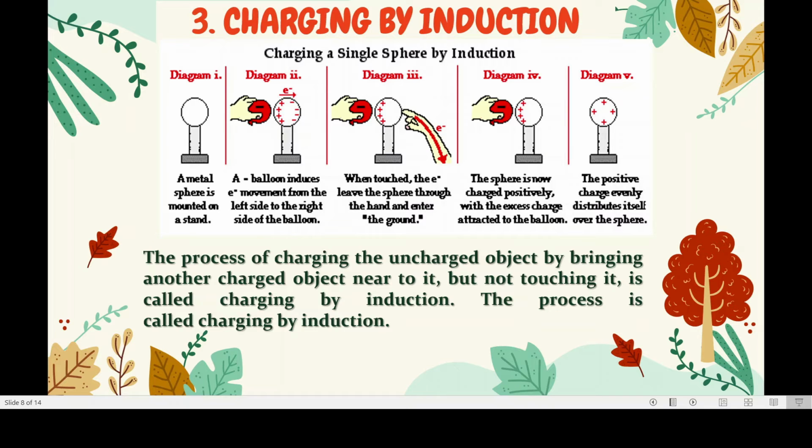When we touch the negatively charged other part of the sphere, the negatively charged particles, or the electrons, leave the sphere through our hand and enter into the ground. So in diagram 4, the sphere is now charged positively. Then if you remove the balloon, the positive charges are evenly distributed over the sphere. The process of charging an uncharged object by bringing another charged object near to it but not touching it is called charging by induction.